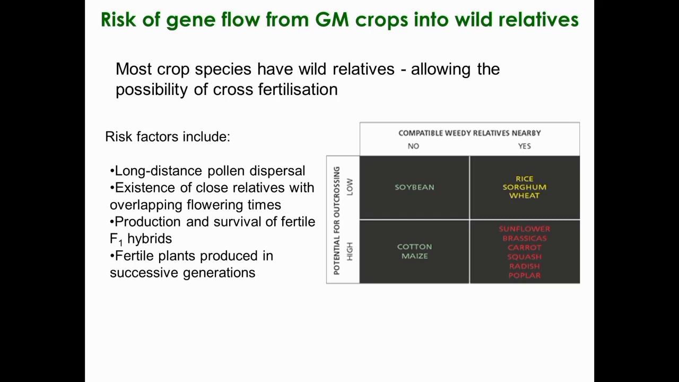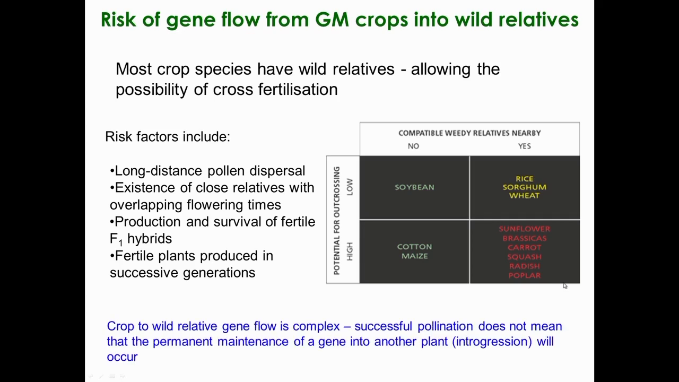much greater distances. So plants such as these listed here, the brassicas, carrots, squash, etc., are more at risk for these factors because of both their fertilisation characteristics and the sorts of weedy relative plants that tend to live in these areas. This is a complex issue though.